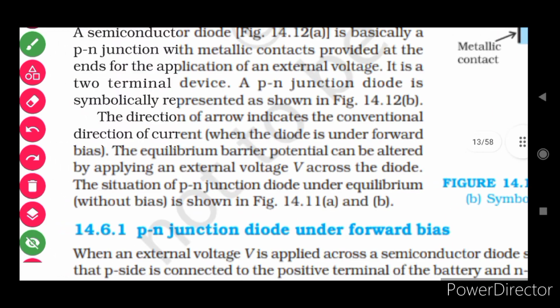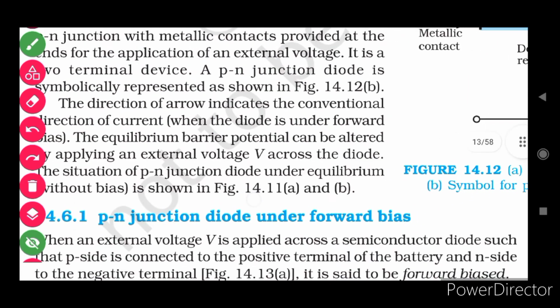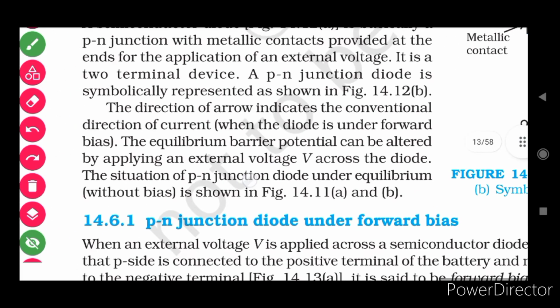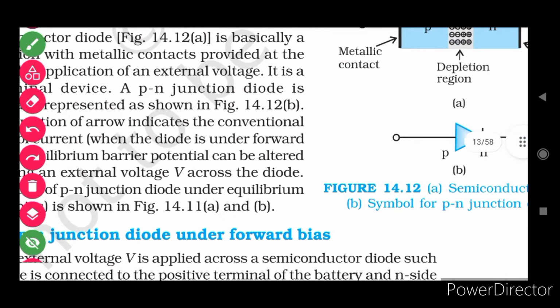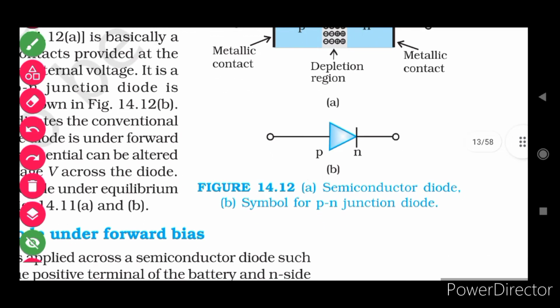A PN junction diode is symbolically represented. The representation of the PN junction is shown. The direction of the arrow indicates the conventional direction of current. The diode is under forward bias. Okay, so this is when it will be forward bias. I will explain the meaning of forward bias.